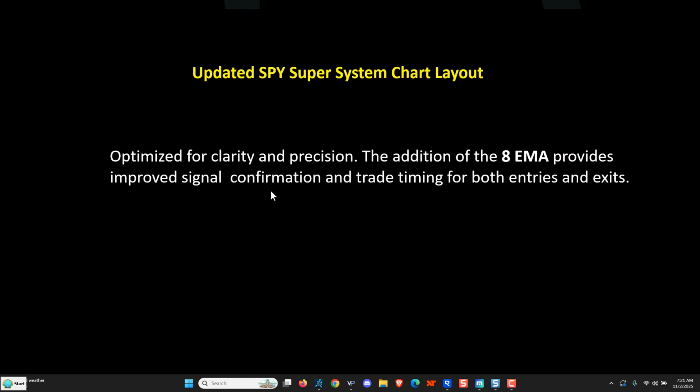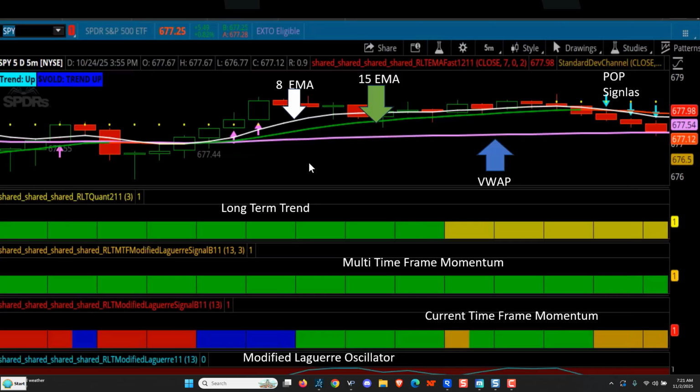Okay, this is what the new layout looks like. You notice that the 15 EMA is still here. It's the green line. But see, the 8 exponential moving average has been put in right here. All right, this has been added to it. And these two lines can work in conjunction with each other. We'll talk about that a little bit. But when the 8 crosses up through the 15, it's a bullish signal. And when the 8 crosses down through the 15, it's a bearish signal. So that's one of the things that we can lean on.